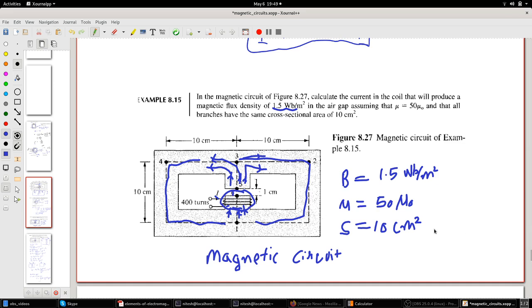The equivalent circuit will be like this, if I just wipe this off. When I am getting my magnetic circuit, I will get an MMF here. I will get an air gap reluctance here with a length of 1 centimeter and mu of mu naught. I will get a reluctance for this part. I will get a reluctance for this part which will be in the core.